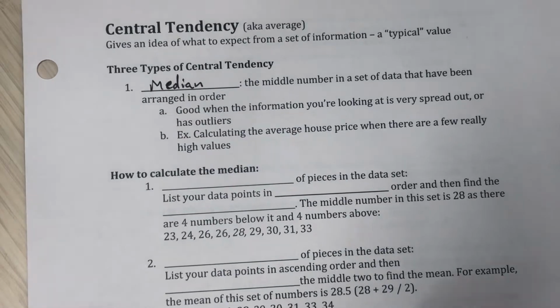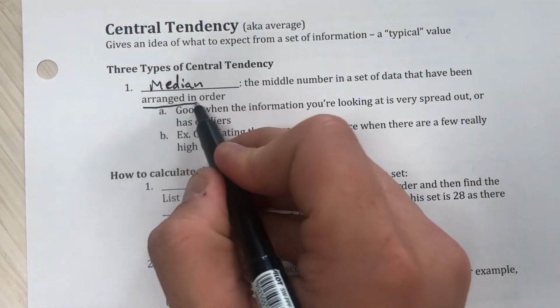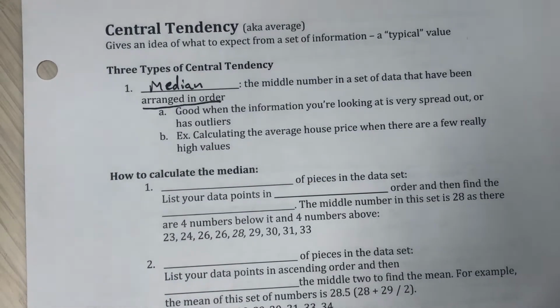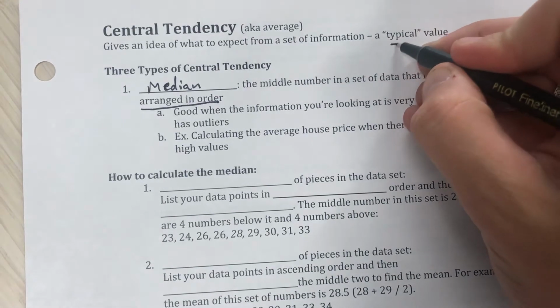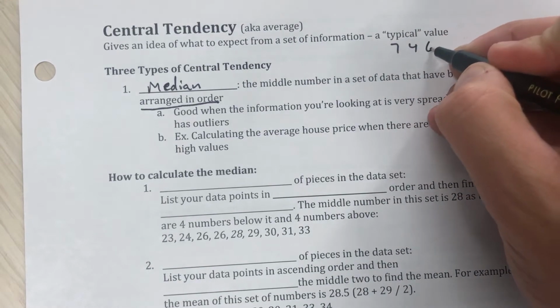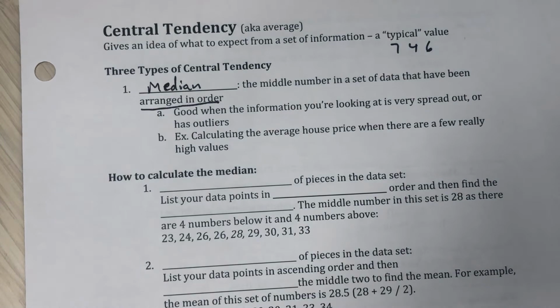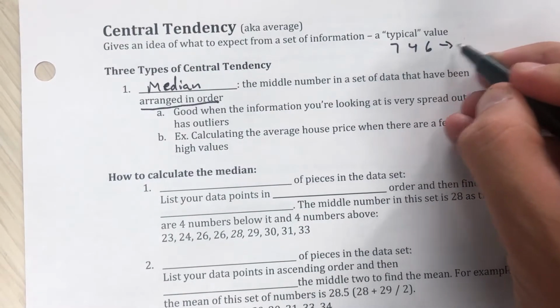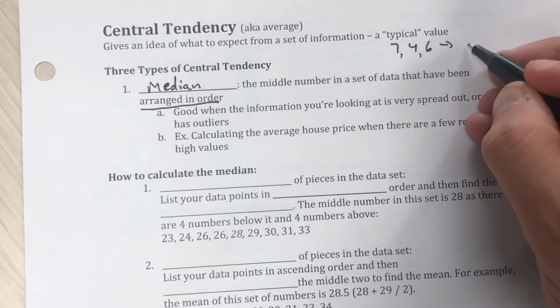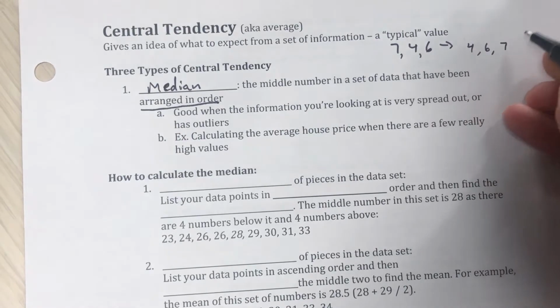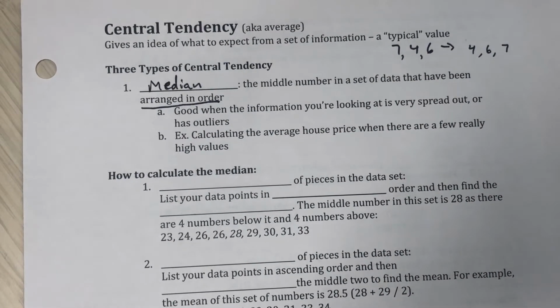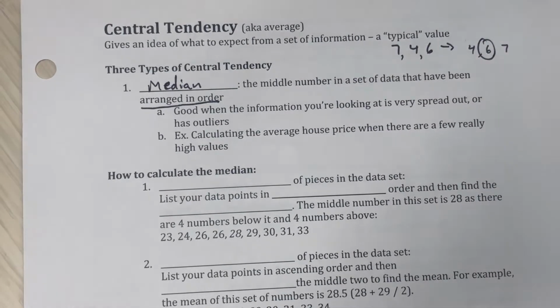And that's very important. You want to make sure that you arrange your information in order. So if you had, say, the numbers 7, 4, and 6, these are not in order. You would need to first arrange them in order. It would go 4, then 6, then 7. If I was to say, what's the median of these three numbers? It's the middle number, 6.